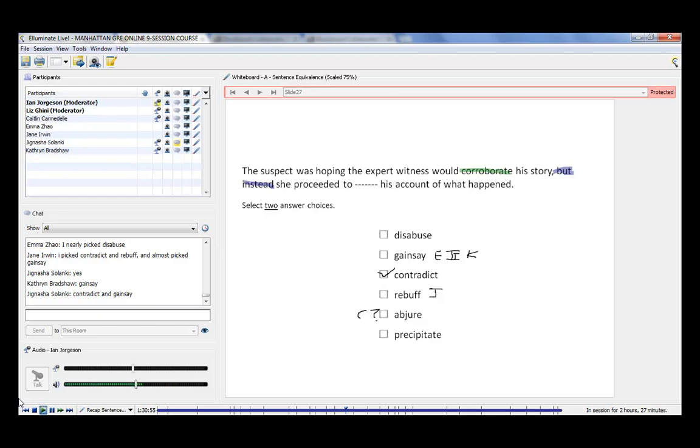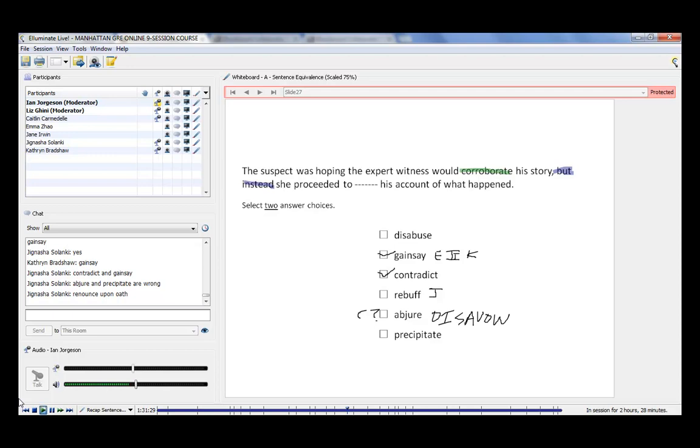All right, and actually in the end, that ends up being correct. Gainsay means to contradict, essentially, right? Gainsay is almost a direct synonym. Abjure is a hard word, but abjure means to disavow. So basically, let's say you've taken an oath for something. Abjure means to give that up, to renounce it in a very formal way.